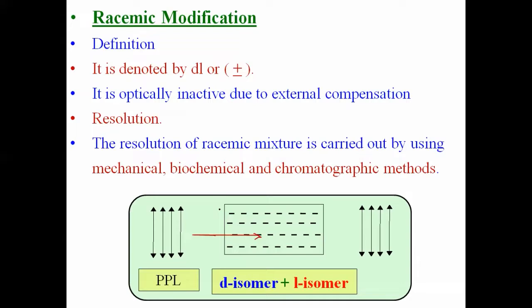वेगवेगळ्या मेथड आपण ते करू शकतो. फॉर एक्झाम्पल मेकॅनिकल, biochemical or chromatographic method. That separation can be carried out by using those different methods. Okay, this is just about the racemic modification, racemic mixture. The equimolar mixture of dextro and leo-isomer is called racemic mixture. It is denoted by DL. It is optically inactive. And separation of dextro and leo isomer from its mixture is called resolution, and we can carry it out by chromatographic technique, some biochemical method, and also by mechanical method. Okay, this is just about the racemic modification.